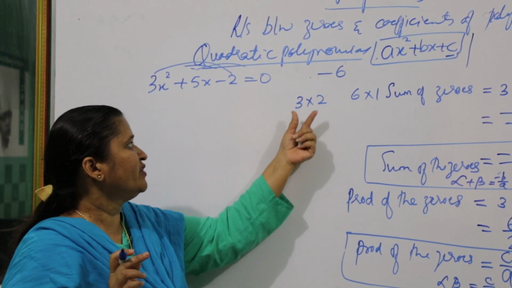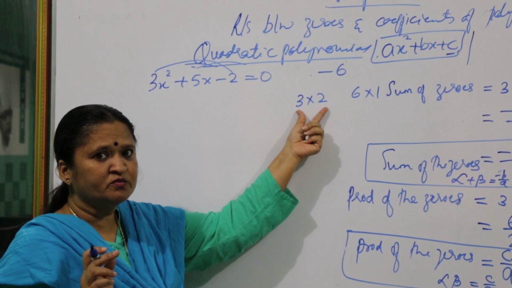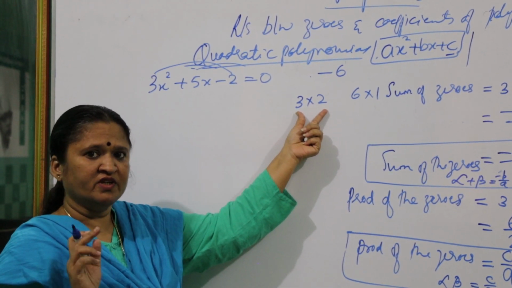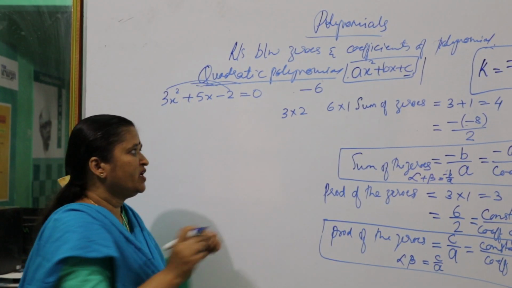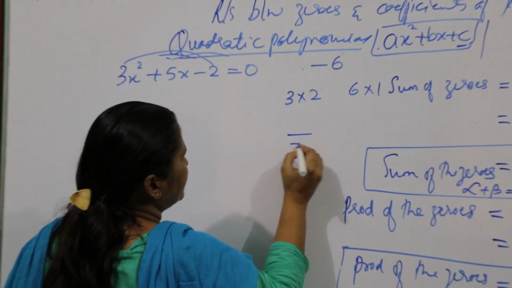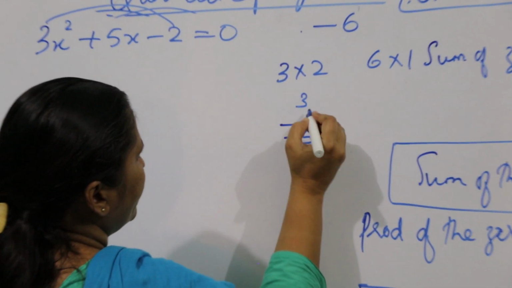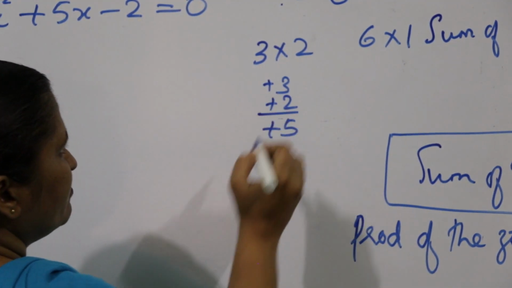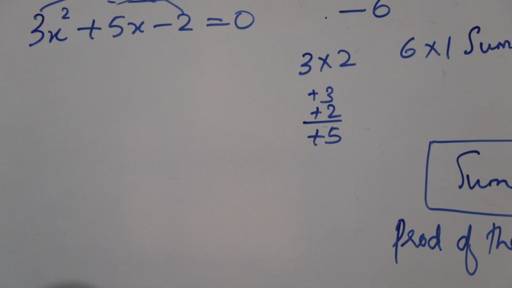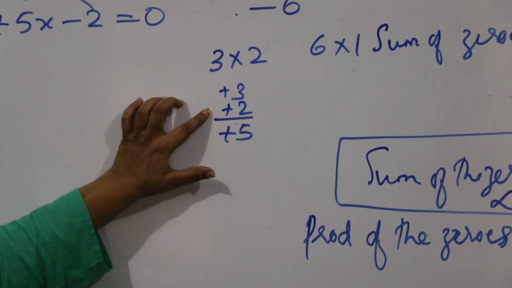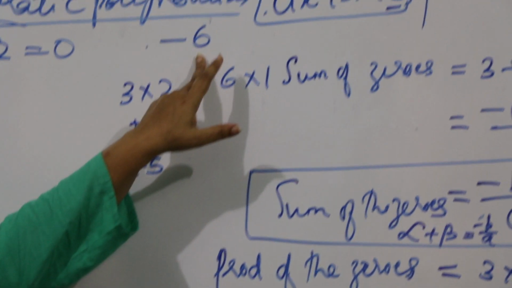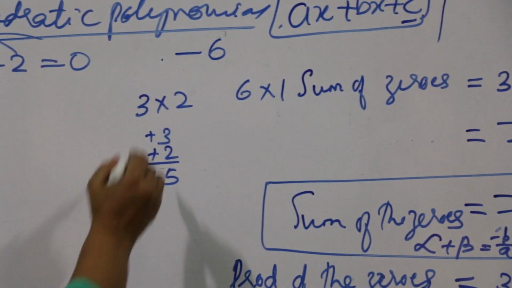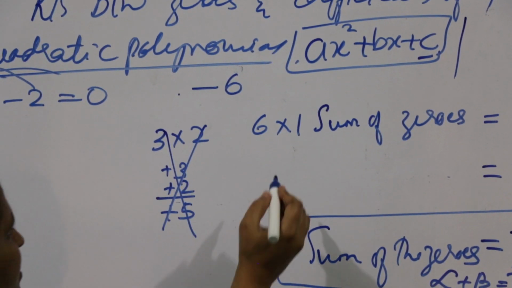Now let's see how we can use this. This is 3 times 2. Yes, when we add, we get plus 5. But please understand, for this to become plus 5, we need both of them to be plus. But when you multiply these two, you will not get minus 6. Right? So we cannot take these as our factors.